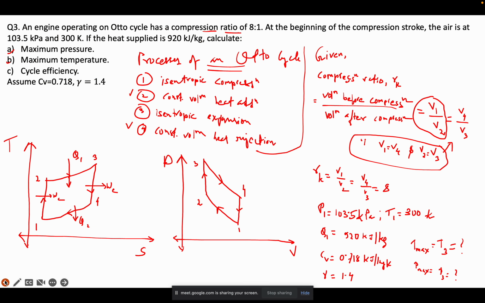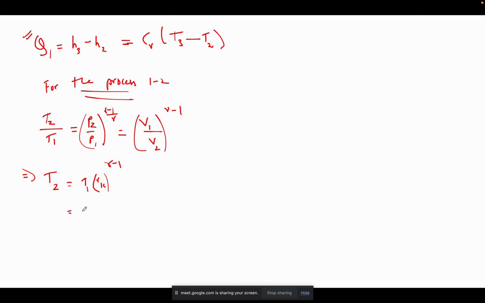What is my T1? 300. RK is 8 and gamma minus 1 is 0.4. So it is 689.22 Kelvin. Let me write it nicely: 689.22 Kelvin. Now we will just put it here.